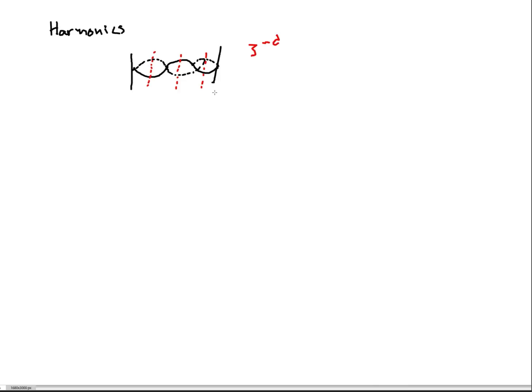There's always one more node than antinode when you're dealing with something that's fixed or open at both ends. So here I've got 1, 2, 3, 4 nodes. So I've got 3 antinodes, 3rd harmonic, and I've got 4 nodes.